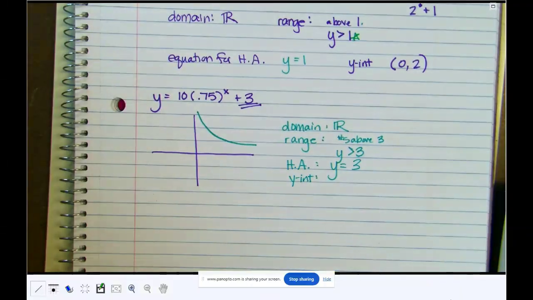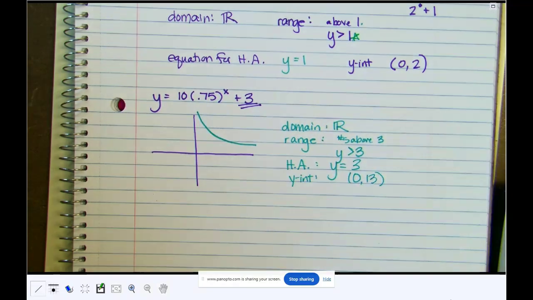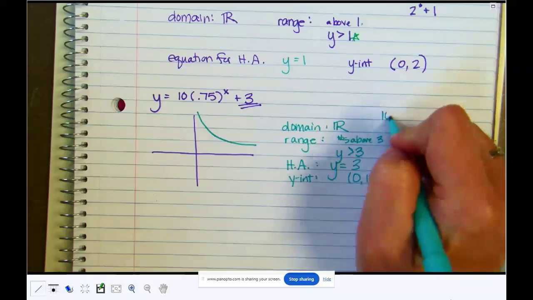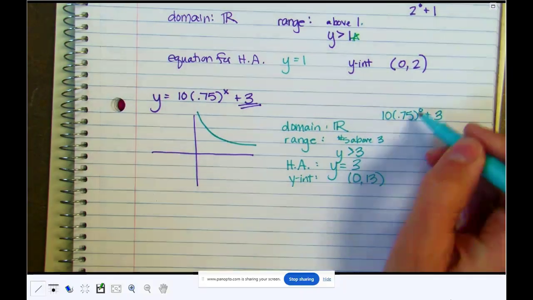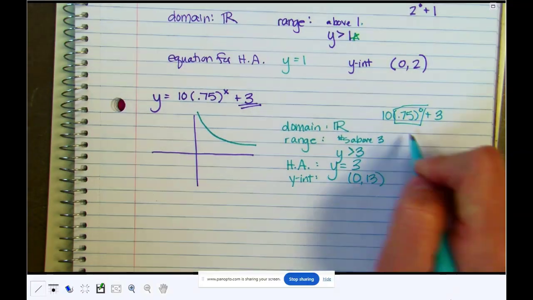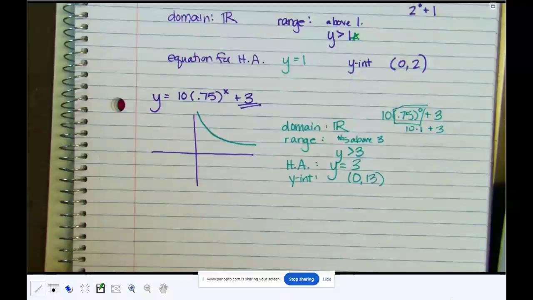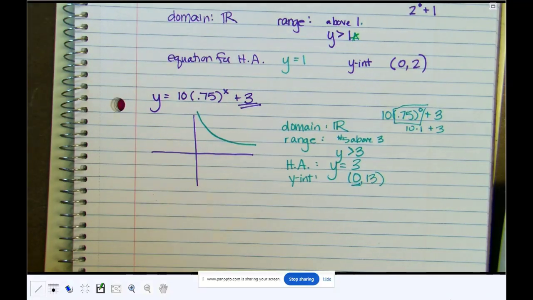Okay, y-intercept has to be 0, something. 0, 13. Then you're not even seeing that on your graph. So if you don't want to use the exponent rule, put in your calculator 10 times 0.75 to the 0 plus 3. The way that it works out is it takes the exponent first, so it turns that into a 1. So it's 10 times 1 plus 3. That's where 13 comes from. Wait, I have a question. Will it always be 0 in the front? Yes, because that's the definition of y-intercept. The y-intercept happens when the x equals 0.